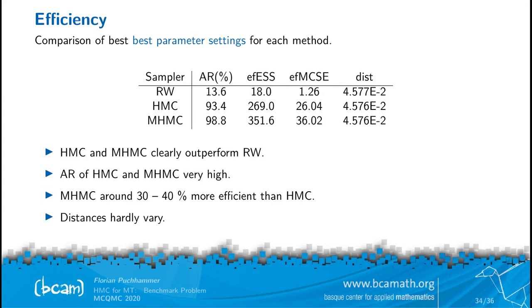Now let's go to the efficiency. Having chosen the best parameter setting for each method, we draw up this table, and taking a quick look, random walk is just off the charts in a negative way, so no chance to compete with HMC or MHMC. When we compare HMC and MHMC, in every efficiency metric, where high is good, remember, we're doing way better with MHMC than HMC, and the improvements are around 30 up to 35–40%.